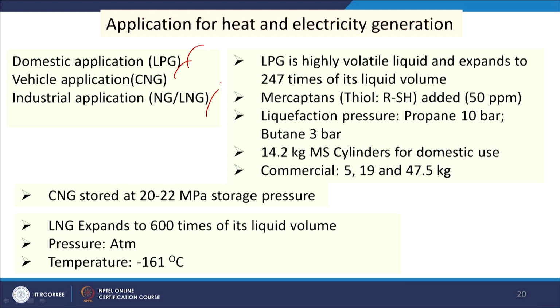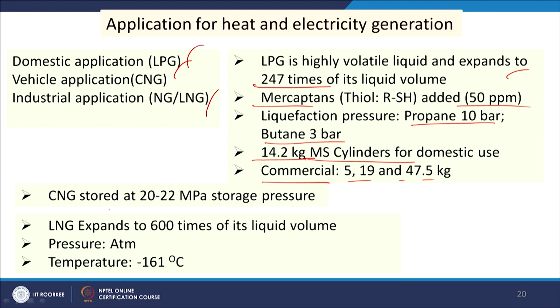Conventionally we use LPG, CNG or natural gas, or LNG. LPG, as you know, is a highly volatile liquid and expands to 247 times its liquid volume, and mercaptans are available in it, say 50 ppm. The liquefaction pressure is 10 bar for propane and 3 bar for butane. Propane and butane are the major components of LPG. In this case, 14.2 kg cylinders are available for domestic use, and for commercial use we have 5, 19 and 47.5 kg cylinders.